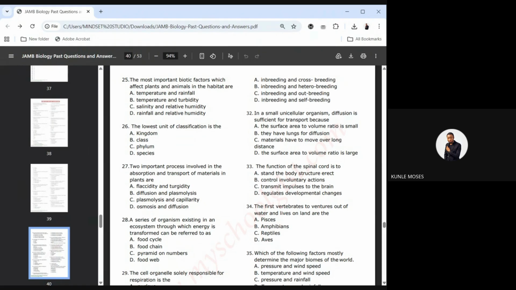The two important processes involved in the absorption and transport of materials in plant cells. Osmosis and diffusion. A series of organisms existing in an ecosystem through which energy is transferred can be referred to as what? Food chain. A series of organisms existing in an ecosystem through which energy is transformed is a food web. Food web.